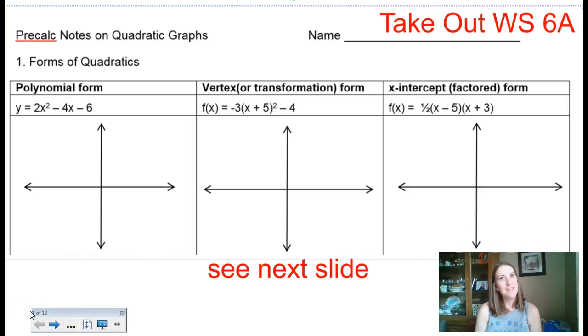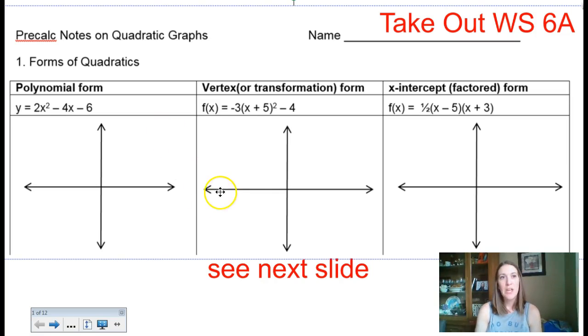So our next lesson on quadratics, we're going to look at graphs of quadratic functions, certain features of those graphs, and then also the different forms of quadratics and how we can transfer from one form to another, what those forms are good for, how do we use a calculator if we need to.